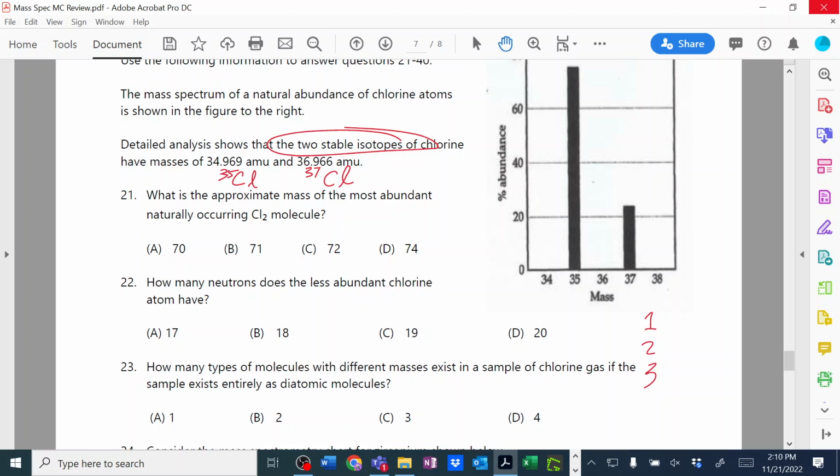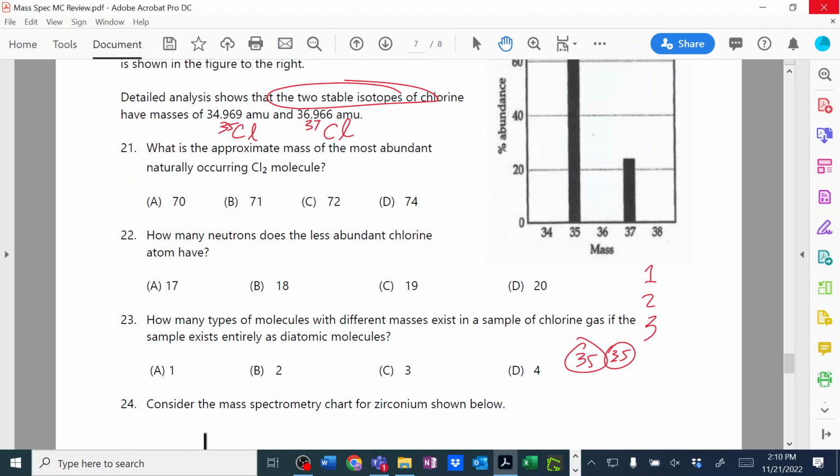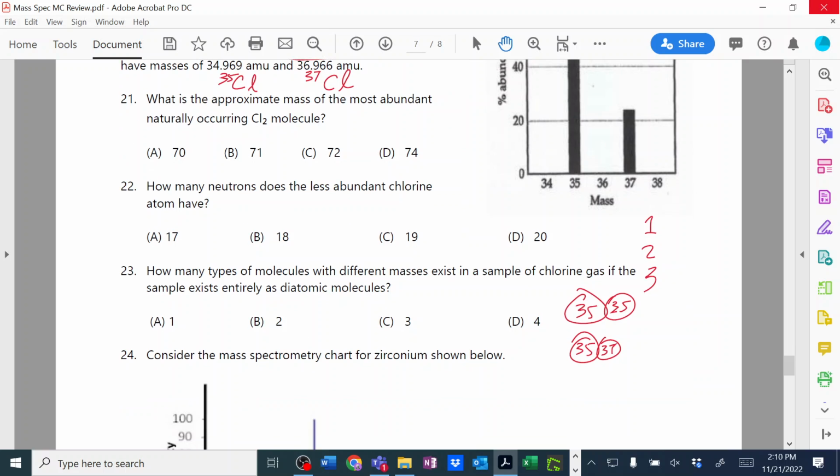No, because I could have chlorine 35 and 35, and that would give me 1 mass. I could have 35 and 37, which would give me a second mass, or I could have 37 and 37. Oh, absolutely. Yes, no problem whatsoever.